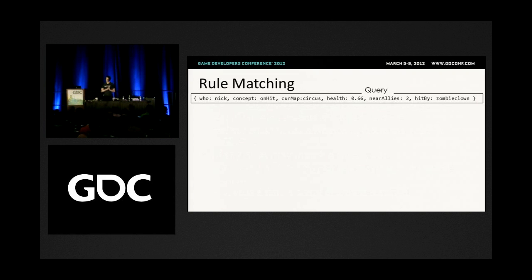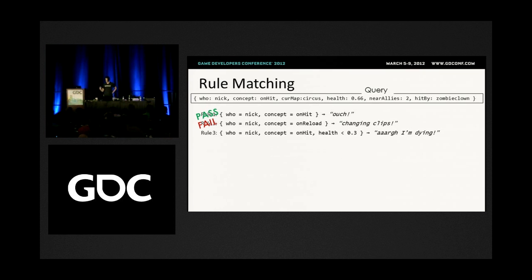Let's walk really fast through a simple example of how we might match a single rule to a query. Let's say this is our query. Nick has been hit in the circus. He's partially injured. He has 2 friends, and he was hit by a zombie clown. Let's think about all the rules we might have in the 7-rule database. First one, has Nick been hit? Yes, passes. The next one, the concept criterion does not match, fails. Next, the health criterion doesn't match, fails.